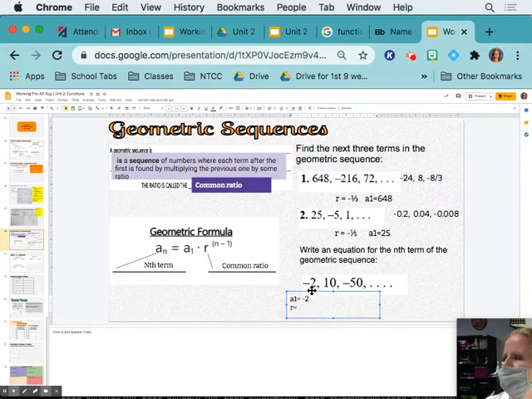So we look at from -2 to +10. What is the common ratio? What would -2 have to be multiplied by to get 10?